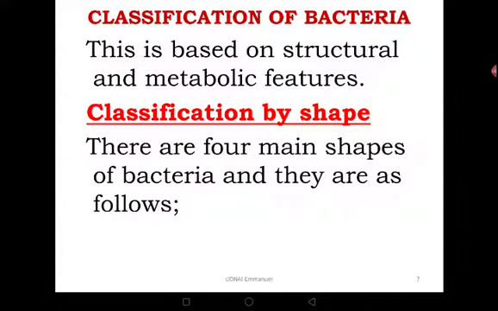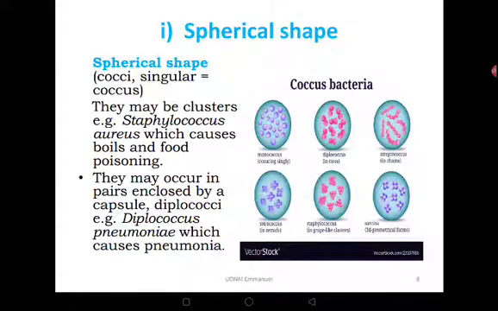Well, let's look at the classification of bacteria. Bacteria are classified based on many things. So we are going to see how they are classified, looking at different aspects. The first way is that they can be classified by shape. That is one mode of classifying bacteria. You can classify them based on the shape that they possess. And we have the following shapes.